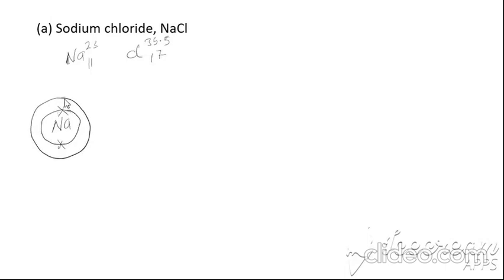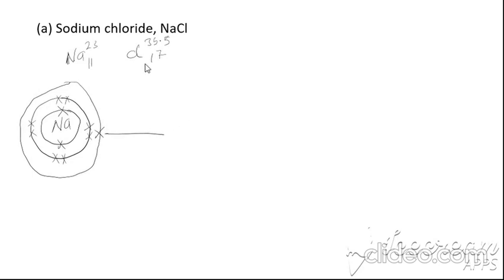Here the second shell should have how many electrons? 8. So 2, 4, 6, 8, like that. And then 8 plus 2 is 10. We subtract 10 from 11, we're going to remain with 1 electron, which is in the outermost shell. So sodium is having 1, like that. Sodium is a metal, it's going to lose an electron. So it's going to lose that 1 electron.